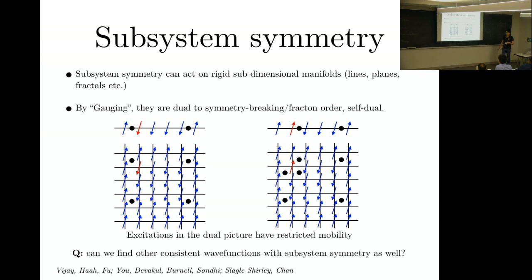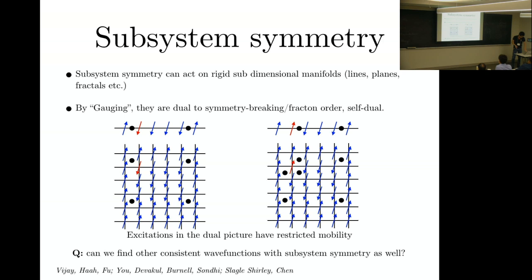But similar to Levin and Gu, you can ask, is there an equivalent way? Can I just hop this with a sign, and ask, can I get other wave functions that preserve subsystem symmetry? And that's the approach I'm going to be taking today.